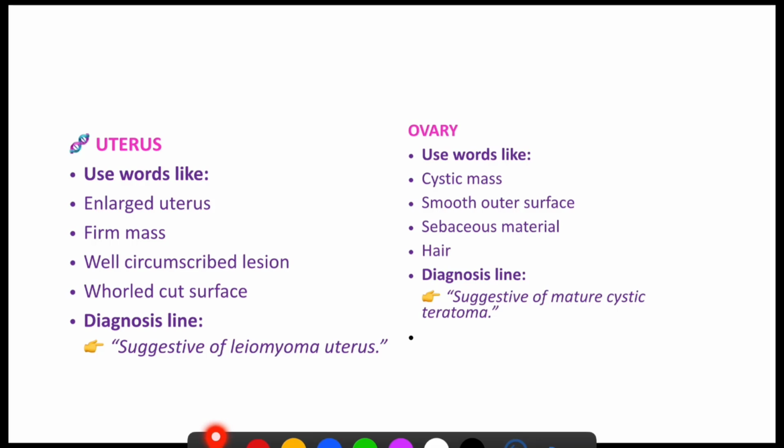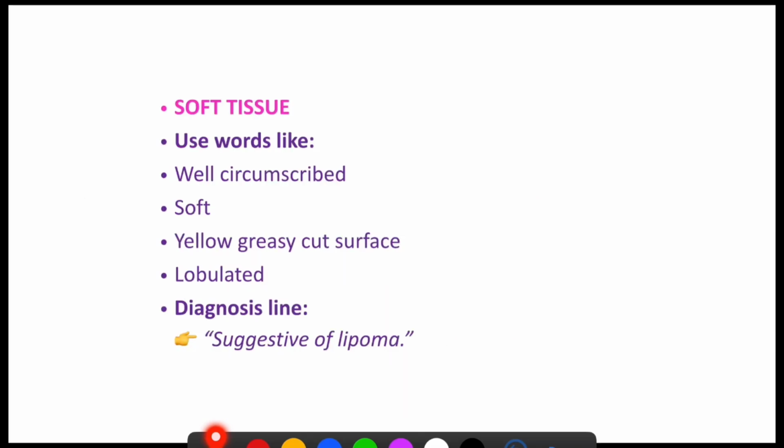In case of uterus, whenever there is a specimen of leiomyoma, use words like enlarged uterus, a firm mass, well circumscribed lesion, whorled cut surface. For ovary, whether it is cystic, solid, having smooth outer surface, containing hair, tuft or tooth or sebaceous material. These are the features of mature cystic teratoma. Soft tissue lesion, whether it is well circumscribed, capsulated, pseudocapsulated, soft, yellow greasy cut surface, lobulated. These are all features related to lipoma.